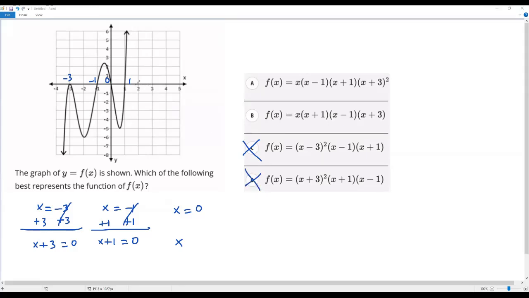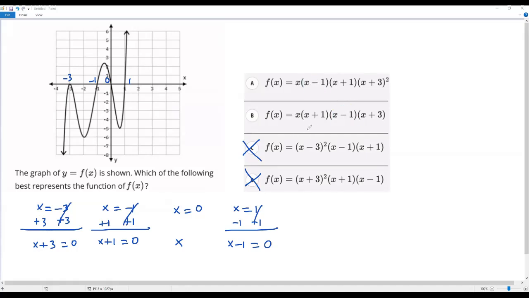Now let's move to the fourth x-intercept, that is x equals 1. To get the factor corresponding to this x-intercept, I have to make the right side 0. For that, I have to subtract 1 from both sides. +1 and -1 cancel out. I'm getting x - 1 equals 0. So x - 1 is the factor corresponding to the x-intercept 1. Now let's take options A and B, and check whether we have x - 1 as a factor. In both option A and option B, I find x - 1 as a factor.